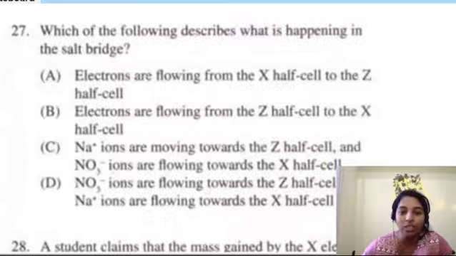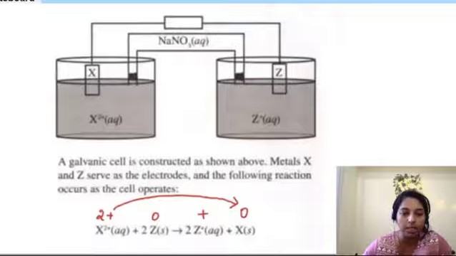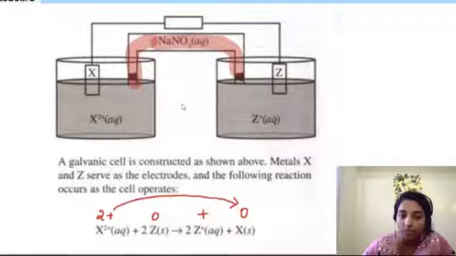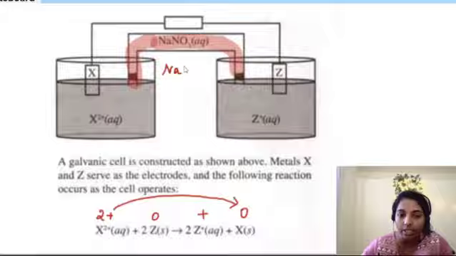Which of the following describes what is happening in the salt bridge? Salt bridge is a very simple concept. See the salt bridge, here NaNO3. This is the salt bridge, right? So what is the purpose of the salt bridge? It maintains electrical neutrality by providing the corresponding ions. So which one requires which one? That's the problem, right? Always think that cations go to the cathode. So what are the ions here? Na+ and NO3-.